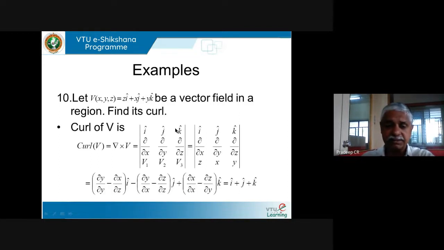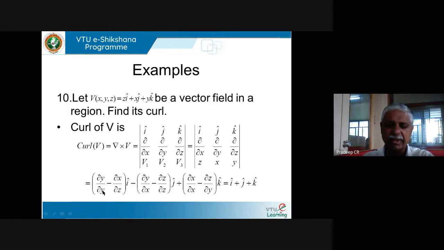So let us find its curl. Just straightforward definition: curl V is nabla cross V. So how do I evaluate this? I, j, k as it is. Nabla coefficients are del by del x, del by del y, del by del z. And the coefficients of V are given here, z, x, y. So I have written here z, x, y. Now evaluate this: I into this into this minus this into this. So that is del y by del y minus del x by del z, minus j cap into del y by del x minus del z by del z. That's what I have written here. Plus k cap into del x by del x minus del z by del y.